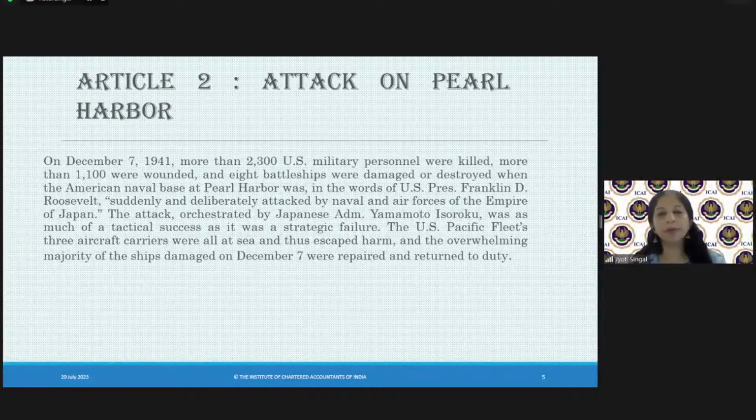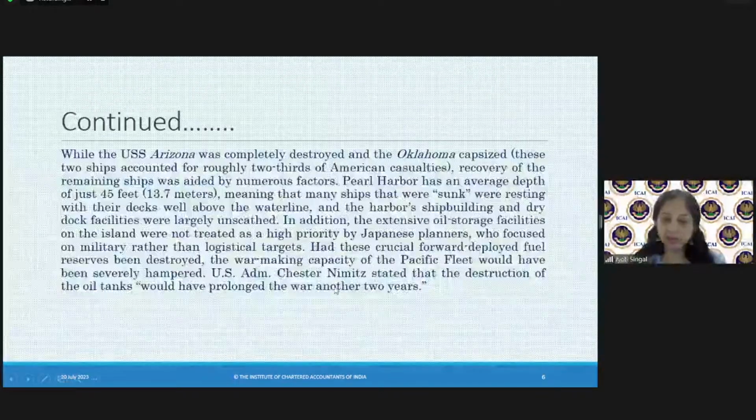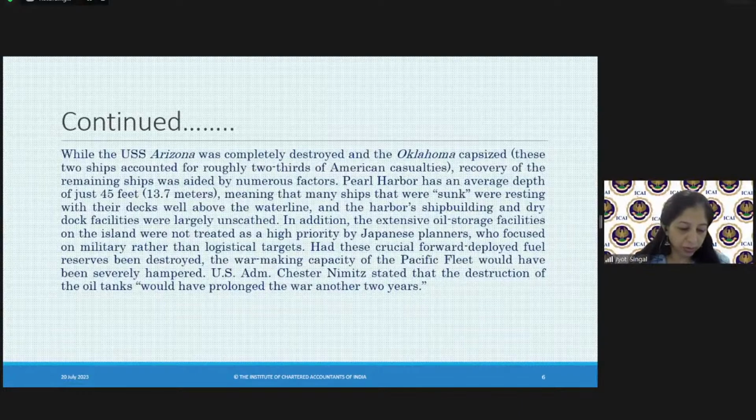So this is the topic where I had stopped. This is about an article on a factual incident, on a real historical incident. The incident is the attack on Pearl Harbor. The slide takes, this is the second slide, which takes me to the second half of the article. And that's it. Okay.